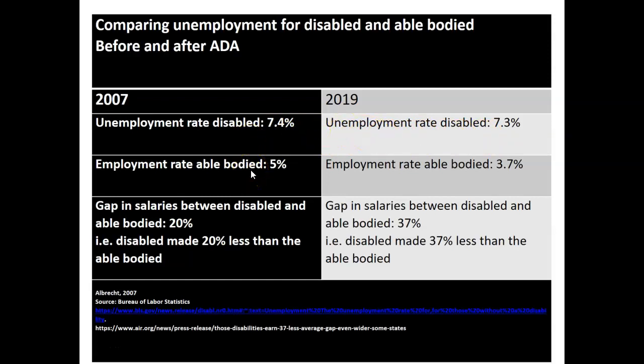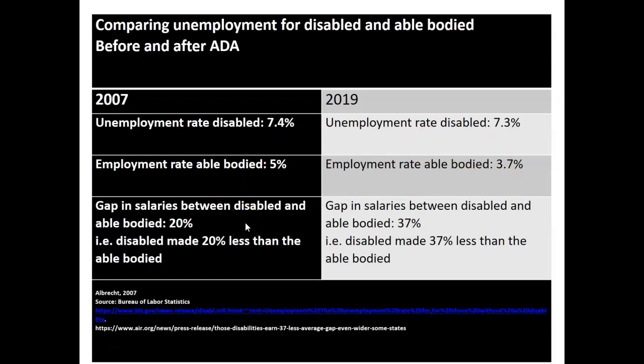The rate of unemployment for people who were not disabled, the able-bodied, was 5% around the time when the ADA was really fully integrated. Now, at least in 2019, the economy was doing really well at that point before COVID. It was 3.7%. So the able-bodied were doing better, the disabled about the same. In fact, in 2019 it was about half. You were twice as likely to be unemployed if you were disabled versus able-bodied.